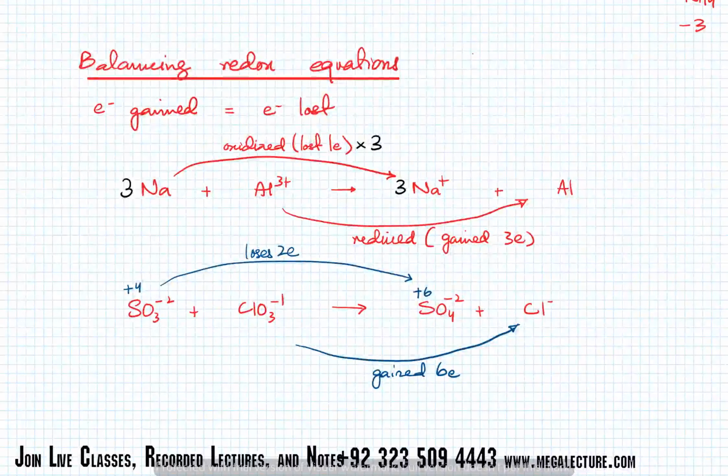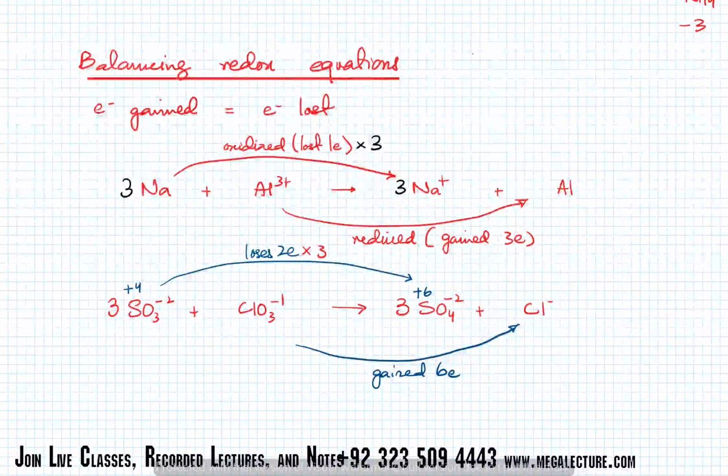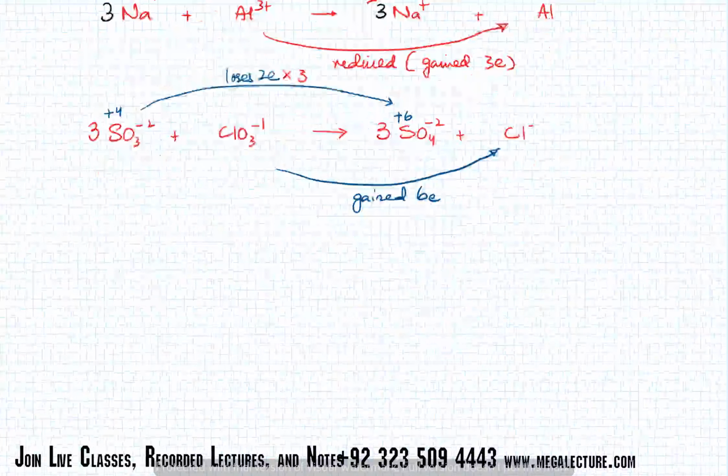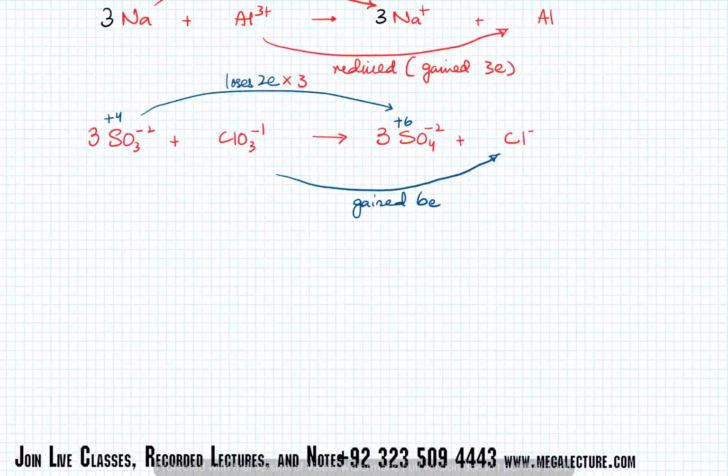So I just need to multiply the sulfur with 3, right? And hopefully the oxygens are also balanced. Can you just confirm the oxygens are balanced? 9 plus 3, that's 12. I think that's balanced, right?